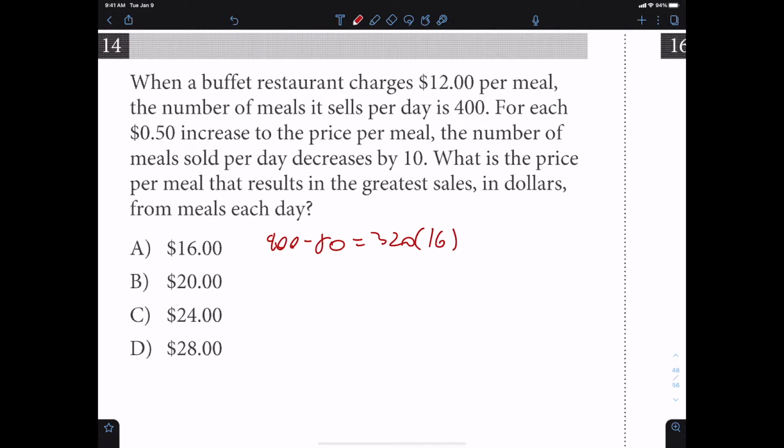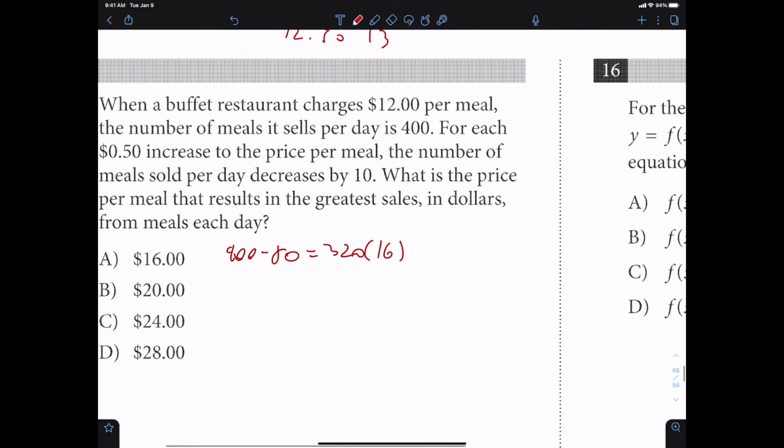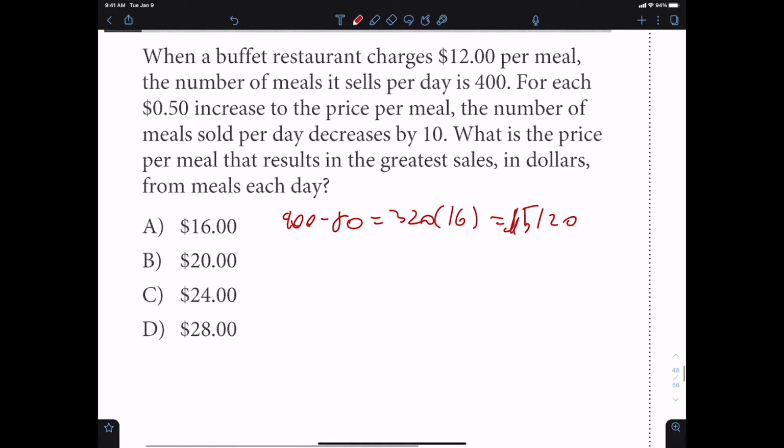Now let's multiply that by the price of each meal, which is 16 for option A. And that's going to be 320 times 16. Let's see what that is. Oops. 320 times 16 is going to be $5,120. Okay. Now let's look at $20.